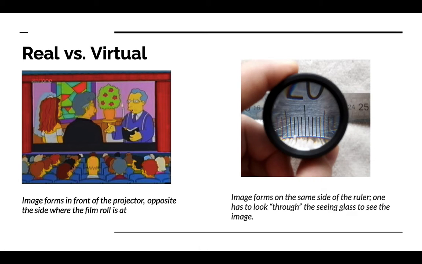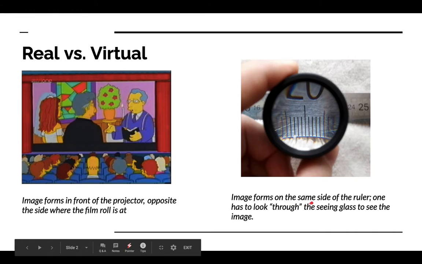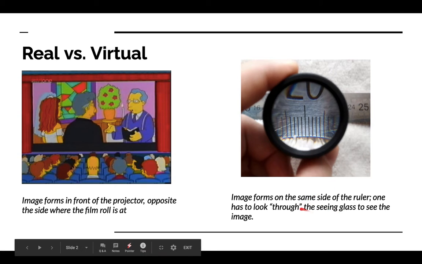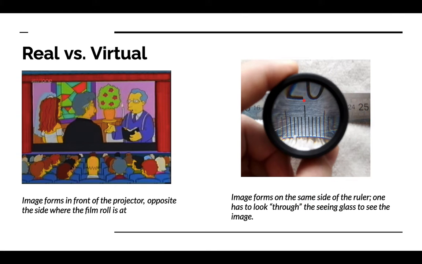Whereas with a magnified image, or excuse me, a virtual image, the image forms on the same side as the object that we're looking at. If we look right here, this is an example of a virtual image. We have this lens and this ruler that we're magnifying, and we can see that the image of the magnified ruler is on the same side as the ruler itself. We have to look through the magnifying glass to see the image. So our virtual image forms on the same side as the object we're looking at, whereas with a real image, the image forms on the opposite side of the object that we are interested in looking at and seeing.